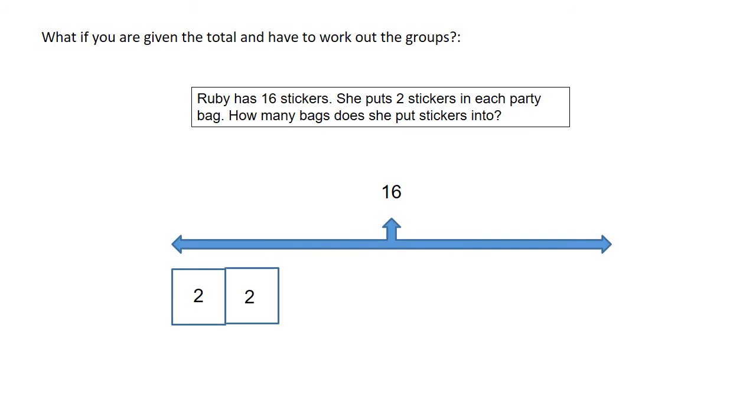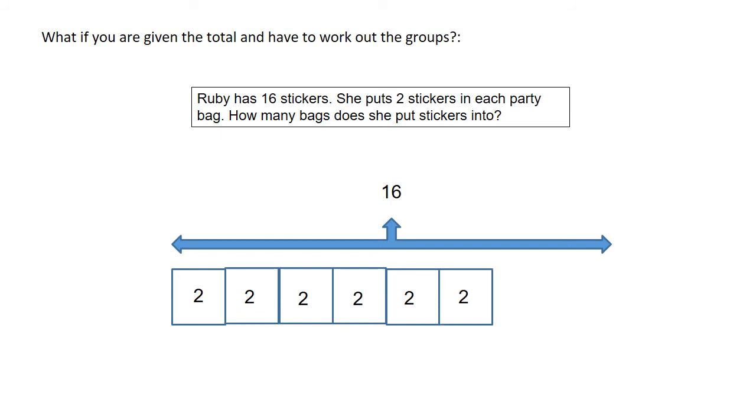And I'm going to add them up as I go. So 2 add 2 is 4. And another one makes 6. And another party bag with 2 stickers makes 8. And another party bag with 2 stickers makes 10. And another party bag of 2 stickers makes 12. And another one makes 14. And another one makes 16.